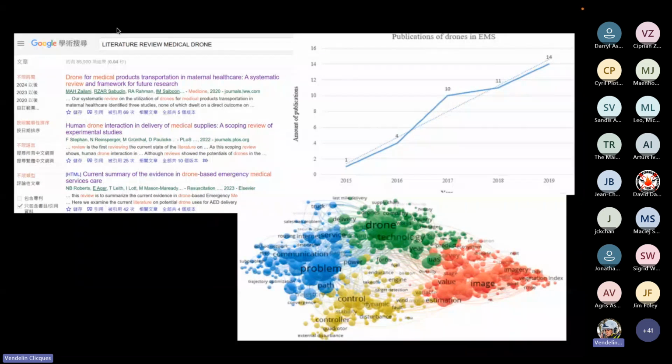When you go to Google Scholar and put in Nature Review Medical Drone, you will see a lot of papers. And you will see the number of papers is going up and up.